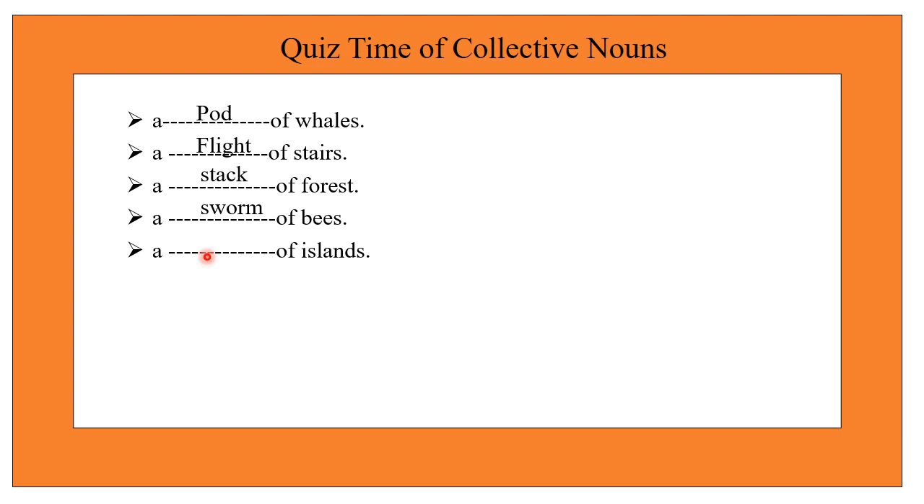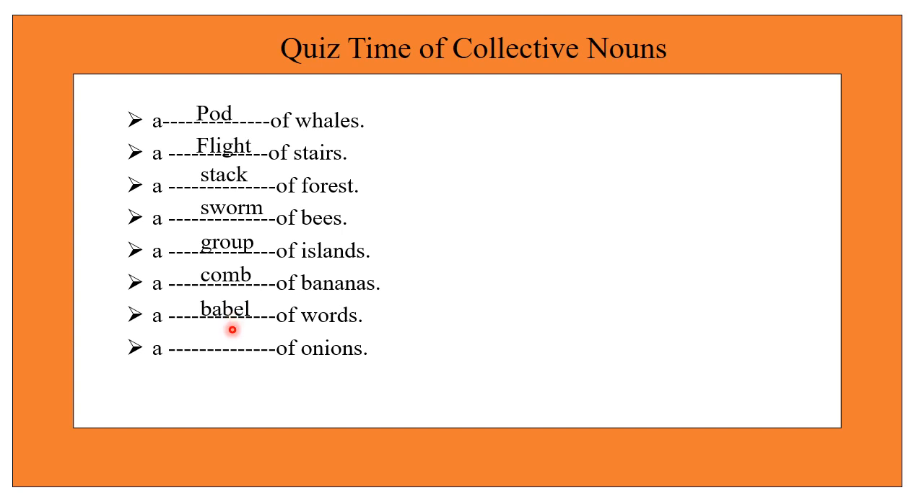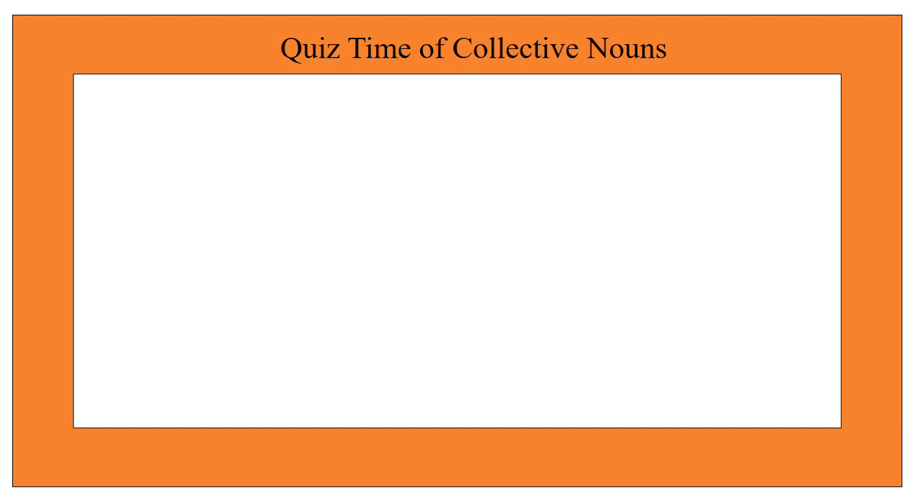When there is a group of islands, it is known as a group of islands. Okay. Next example. A dash of bananas. When there are lot of bananas together, it is known as a comb of bananas. Next example. A dash of words. It is known as a babel of words. Okay. Next example. A dash of onions. It is known as a row of onions. Next example. A dash of dust. Correct example. A cloud of dust.